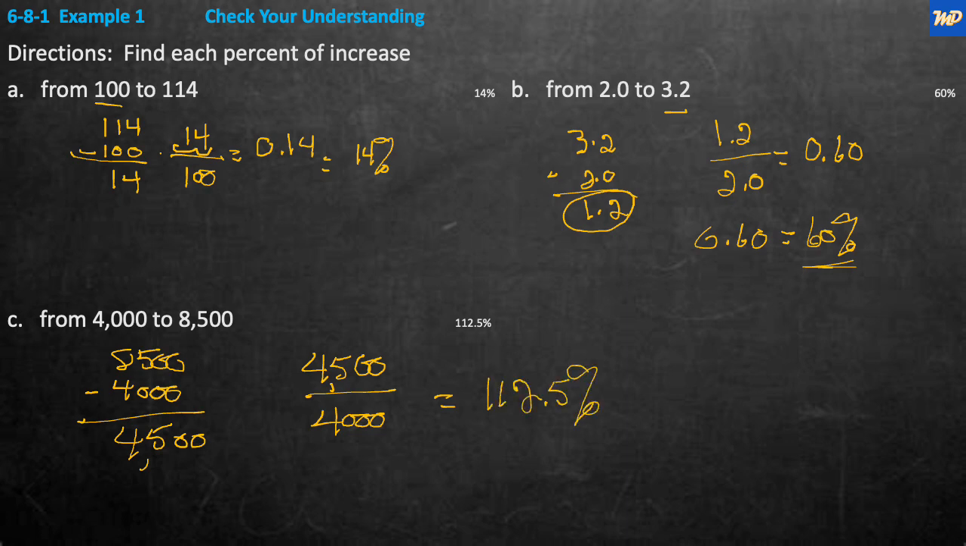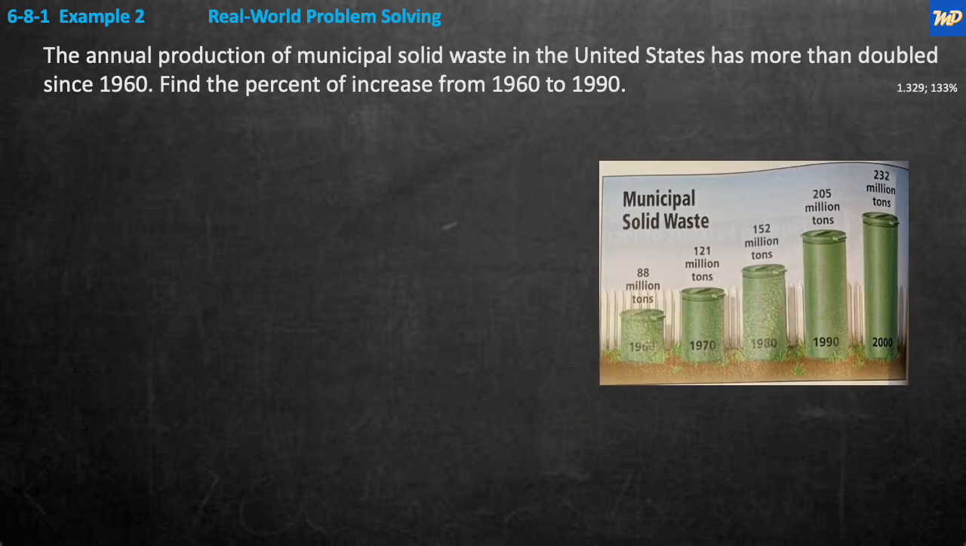112.5%. Okay, when you do that division, it would end up being 1.125, that would be the number for 4,500 divided by 4,000, and then that converts into 112.5%. And there's your answer for those.